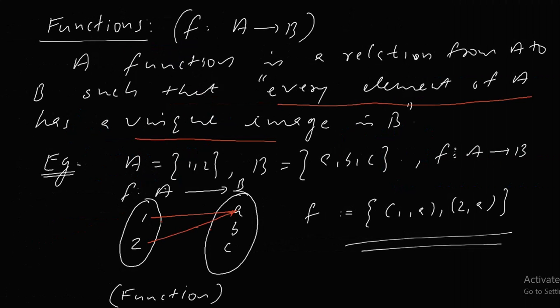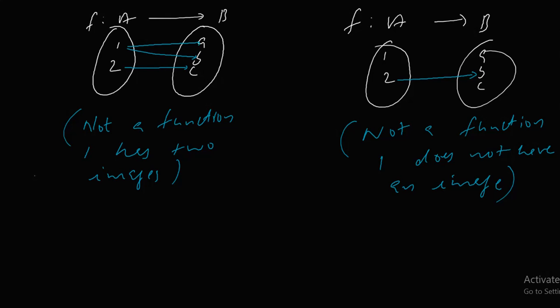So the definition of a function is: every element of A must have an image in B, and every element should have a unique image in B. Then it becomes a function. All right. Now, what is the domain of a function?